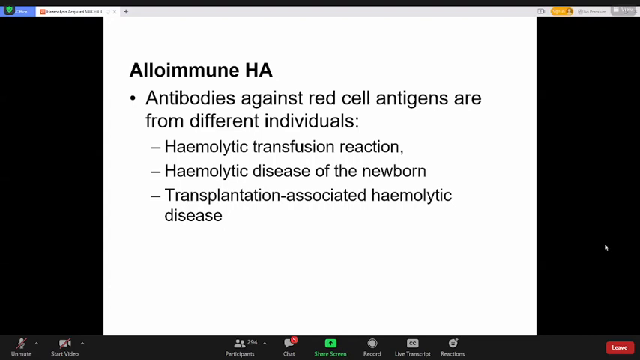In transplantation medicine, renal or any other transplant, one of the anticipated complications can be transplantation associated hemolysis, and this has a lot of multifactorial causes, as part of graft versus host disease, or even the drugs that are used. All right, so transplantation associated hemolytic disease: good examples of alloimmune hemolytic anemia.